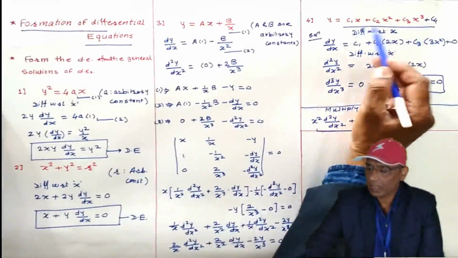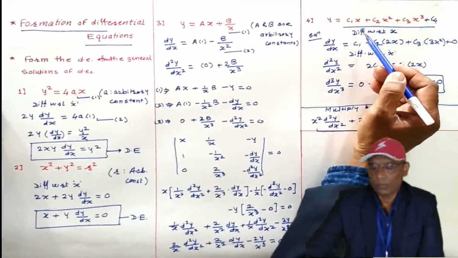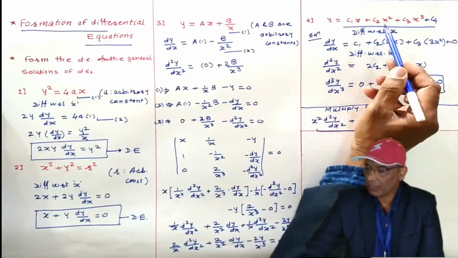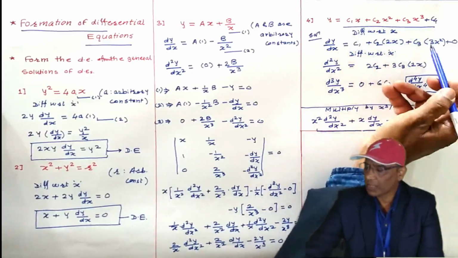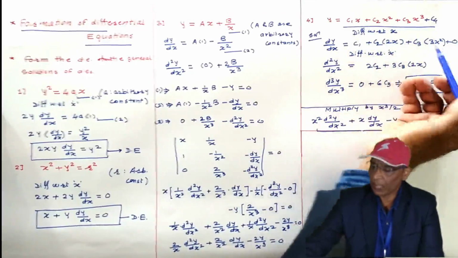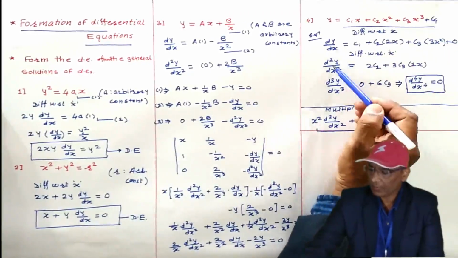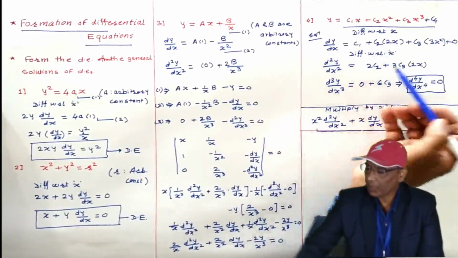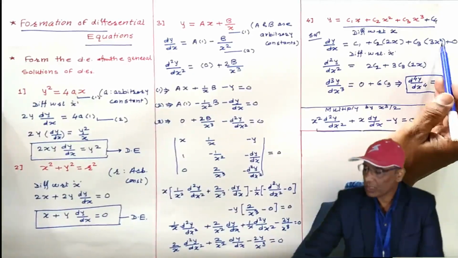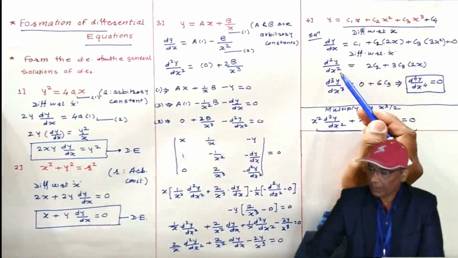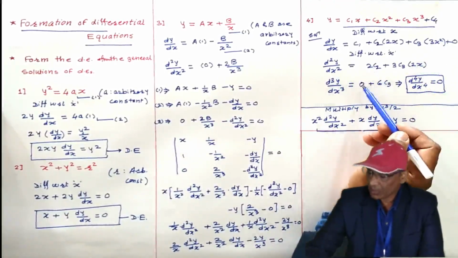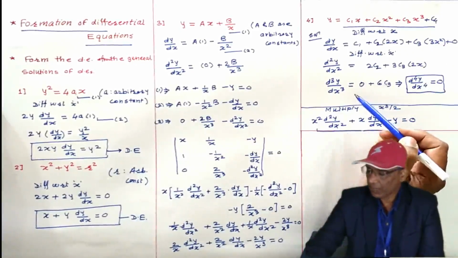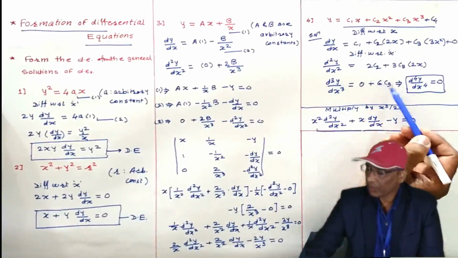This is the differential equation containing 4 general constants. Take the derivative 4 times, differentiating with respect to x. Initially, derivative of x is 1, derivative of x square is 2x, derivative of x cube is 3x square, derivative of the constant c4 is 0. Again take the derivative: derivative of c1 is 0, derivative of x is 1, 2c2 will remain, derivative of 3x square is 6x. Again take the derivative, derivative of the constant is 0, derivative of x is 1. Again take the derivative, because you have to take the derivative 4 times, and derivative of the constant is 0.